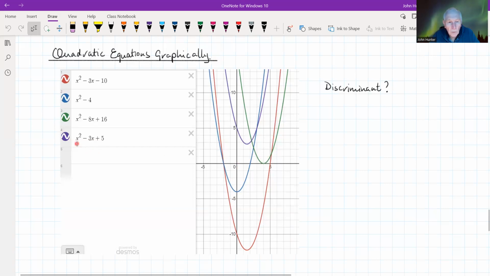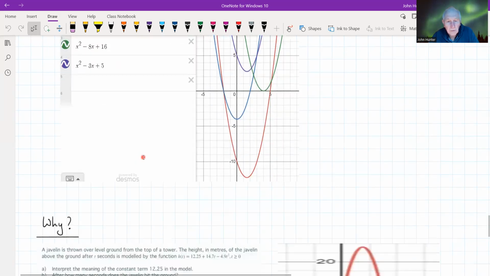And then we've got this blue one here, which is the one we just did. We worked out the discriminant as minus 11. And look, this one does not cut the x-axis, and therefore it shows that there are no values of x for which this is equal to zero. So the equation this equals zero has no solutions in the real numbers. Okay, so that is what that means. So just useful to see it graphically, I think.